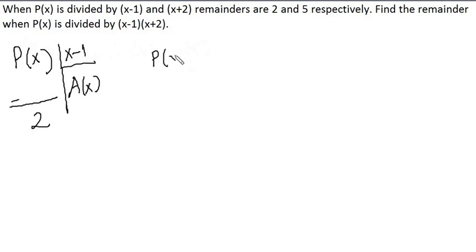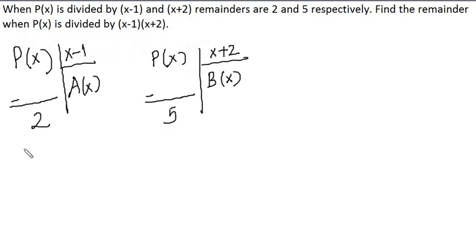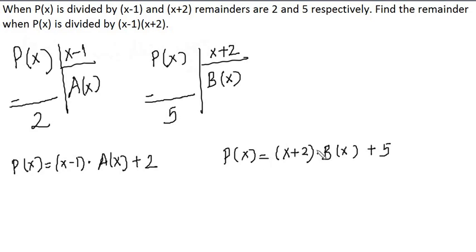And p of x is also divided by x plus 2. In this case, let's say the quotient is b of x, and as given, the remainder is 5. So according to this given information, we can write p of x is equal to x minus 1 times a of x plus 2, and p of x is equal to x plus 2 times b of x plus 5.